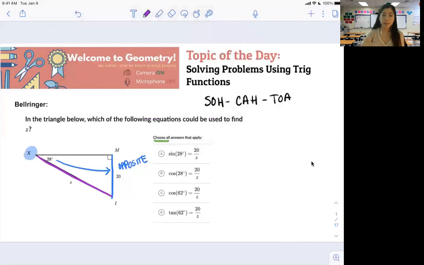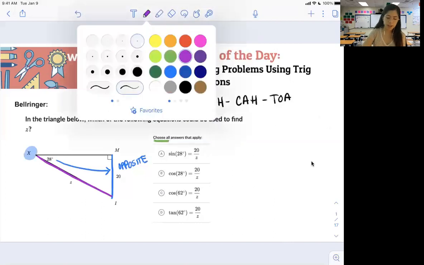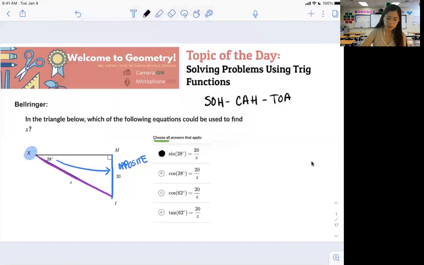Good. It's the sine of 28, not the cosine of 28. So it's answer choice A, not B. But it's just a little mistake, that's totally okay. So opposite over hypotenuse would be 20 over z. And if the sine of 28 is 20 over z, then which other answer choice is also correct? Good, C. How do I know that the cosine of 62, where did that number come from?